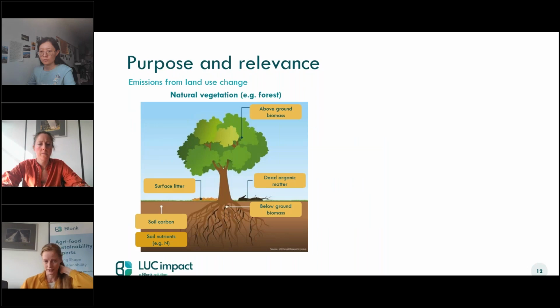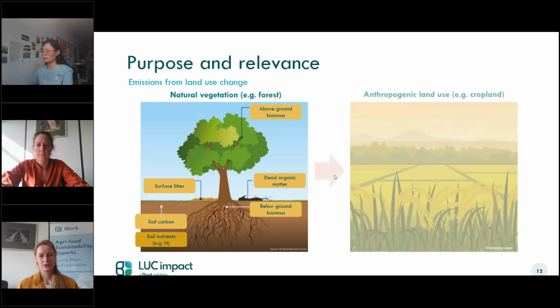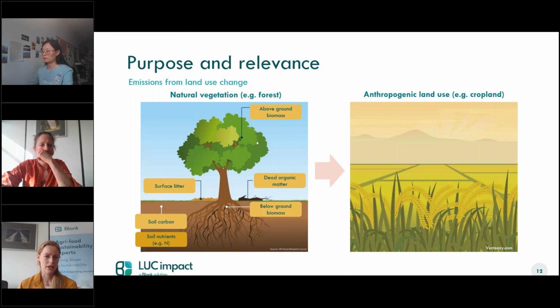So what are the emissions exactly that we're talking about? So consider a certain land use change or a land conversion from a natural vegetation, so in this example it's a forest, to an anthropogenic land use, so in this case a cropland. In this natural situation we have a certain above ground biomass, a below ground biomass, so the root systems, and then surface litter and that organic matter that is related to the carbon cycling of these systems. And there's a lot of carbon in the soil. And this soil carbon is directly related to certain nutrients that also live in the soil, like nitrogen.